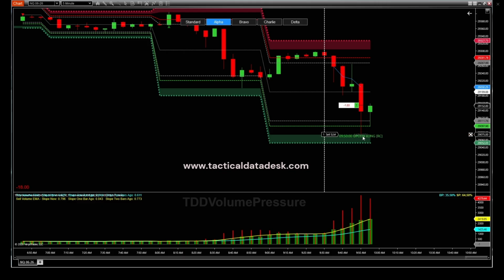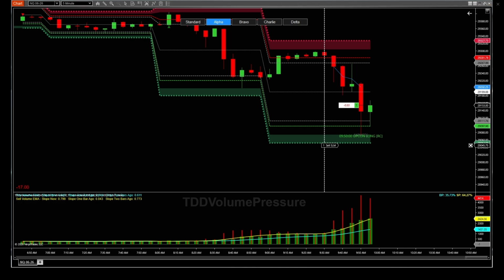I want to walk you through a trade I took yesterday, the 13th of May, on the NQ futures using a 5-minute chart and using two custom indicators that I wrote. The first one, which seems to be the most popular, is Tactical Data Desk Sentinel Overwatch version 1.2. The second one, on the lower indicator, is the Tactical Data Desk Volume Pressure. The volume pressure tool is extremely valuable and extremely powerful. I'm going to walk you through that in a little bit.